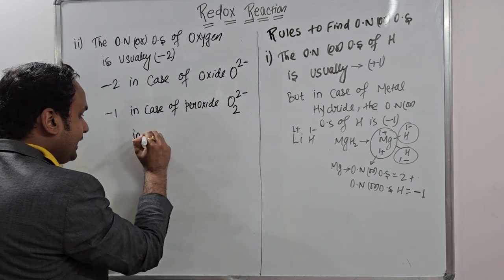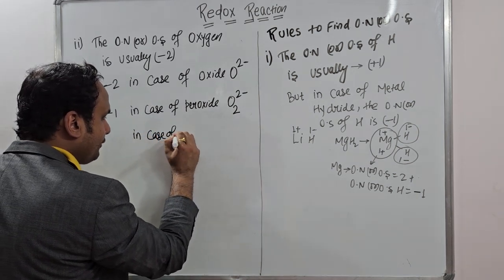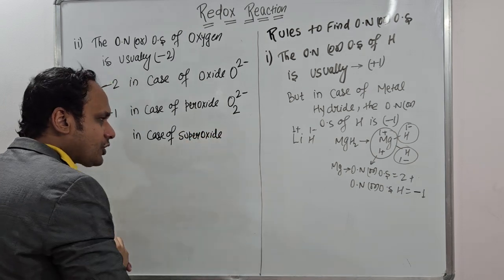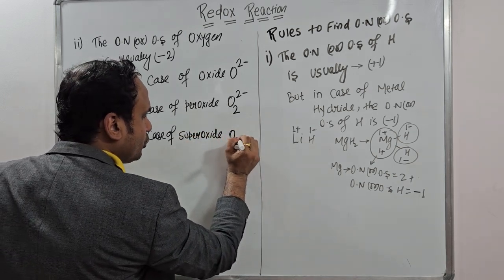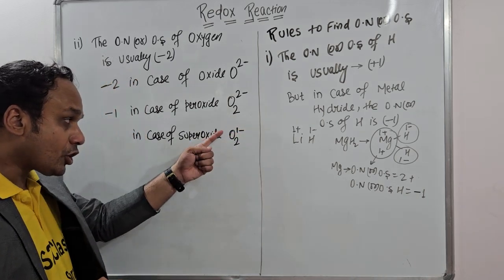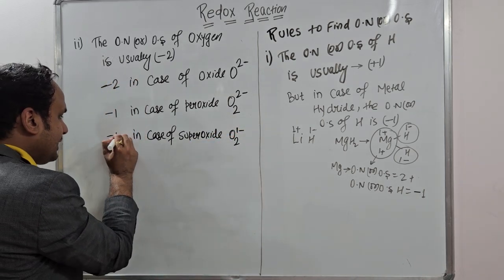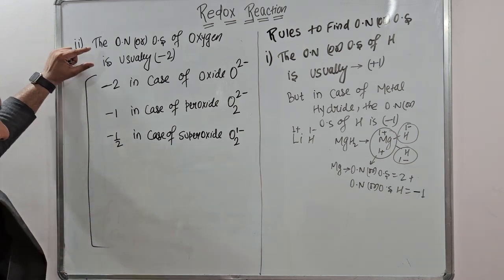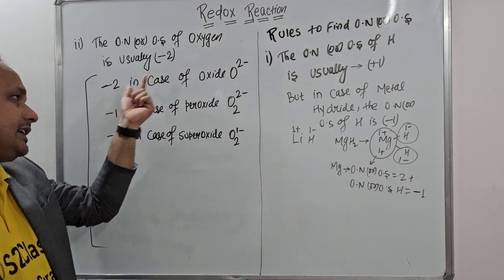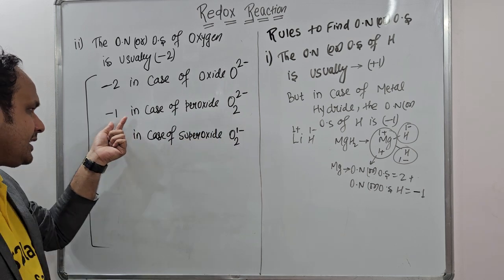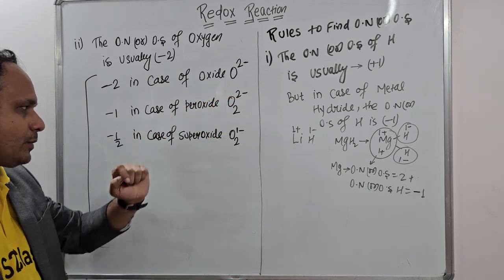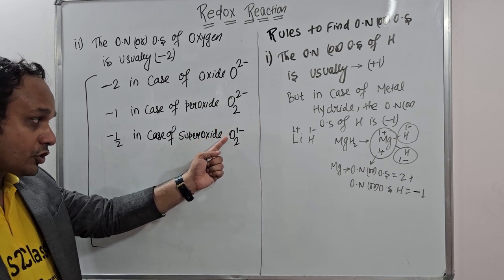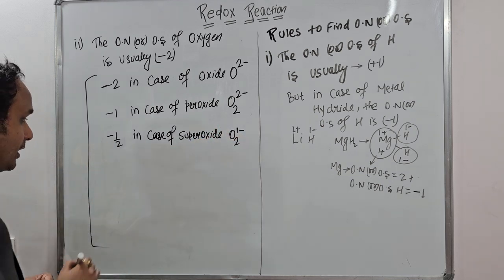The third one is in case of superoxide. Superoxide is written as O2 1 minus. The 2 oxygens have 1 minus, so 1 oxygen has -1/2. These are the exceptions. Oxygen usually has -2, and in case of oxide it is -2. In case of peroxide it is -1, because 2 oxygens have 2 minus. In case of superoxide, 2 oxygens have 1 minus, so 1 oxygen has -1/2.